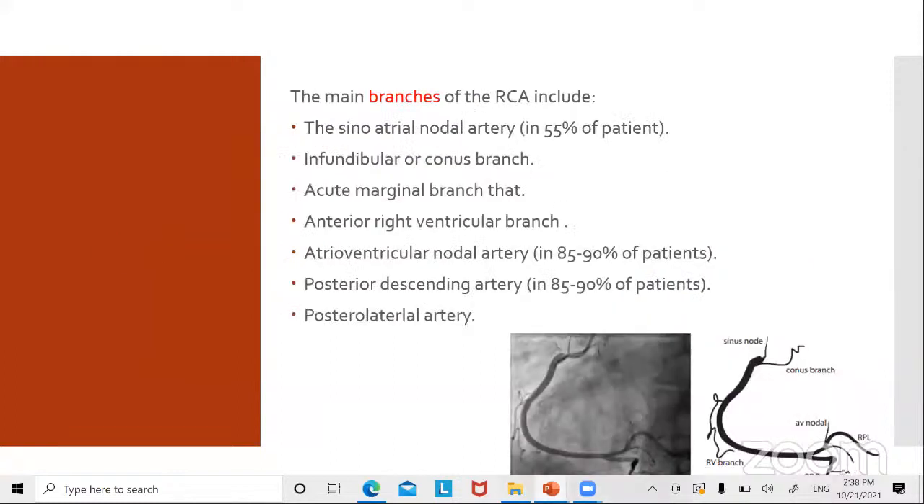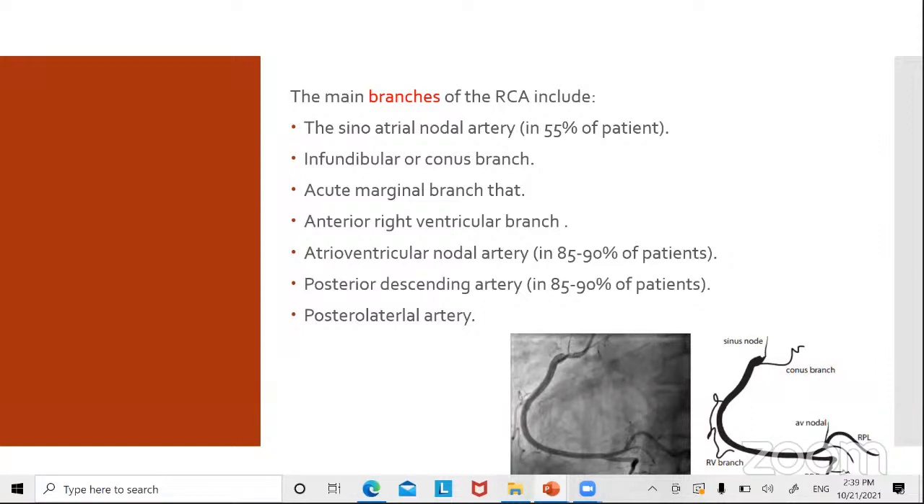The main branches of the RCA include the sinoatrial nodal artery, which is present in 55% of patients, with 45% coming from the left circumflex artery. The infundibular or conus branch courses anteriorly over the right ventricular infundibulum. The acute marginal branch courses over the acute margin of the right ventricle. The anterior right ventricular branch supplies the anterior free wall of the right ventricle.